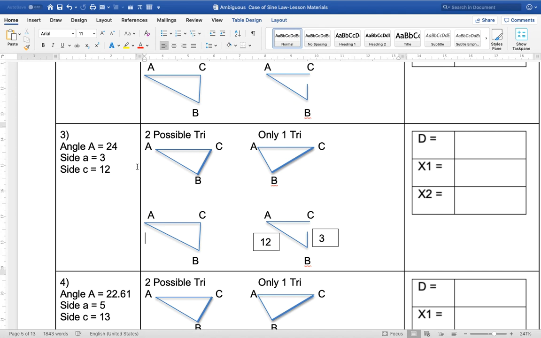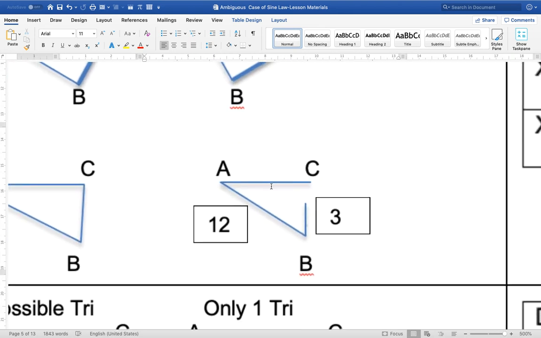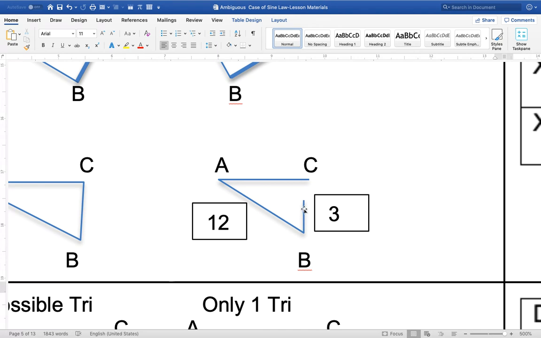Third one, a negative discriminant because we didn't even get a triangle, okay? So we can see that in this case, this distance here isn't even long enough to touch that side. So you're not able to form a triangle. So a negative discriminant in this scenario means you just can't form a triangle.